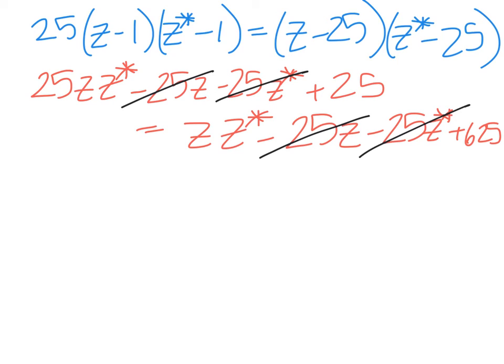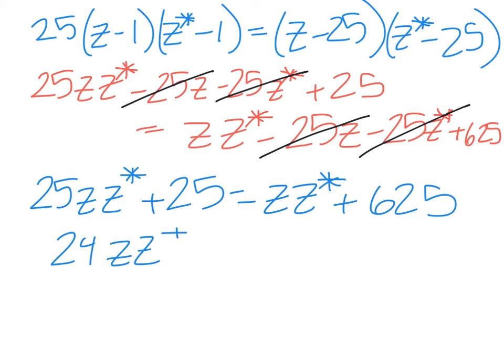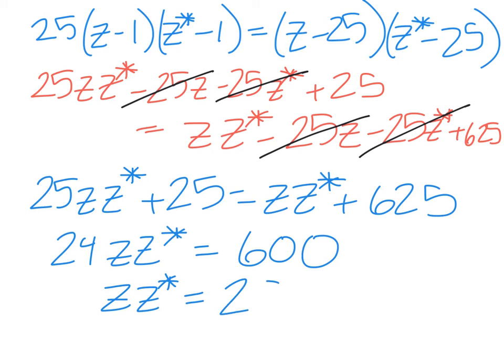So at this point, I now have this 25z star plus 25 on one side of the equation, and then a z star plus 625 on the other side of the equation. Okay, if I clean this up, I can say this is 24z star is equal to 600. Okay, and now when I divide by 24, I get that z times z star is equal to 25.